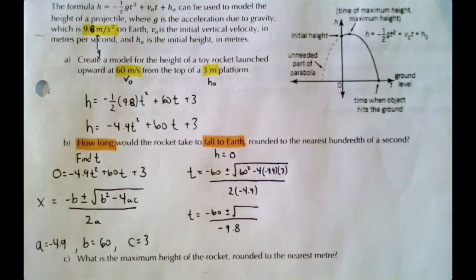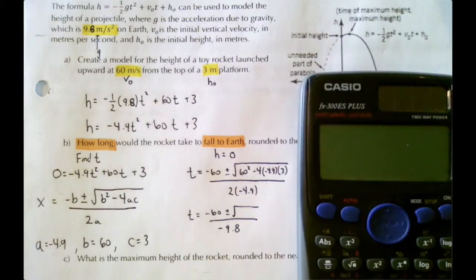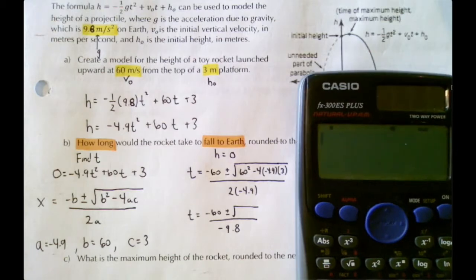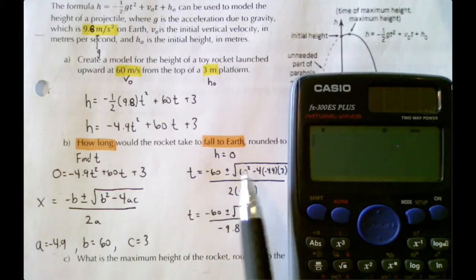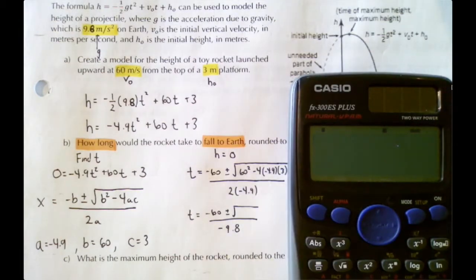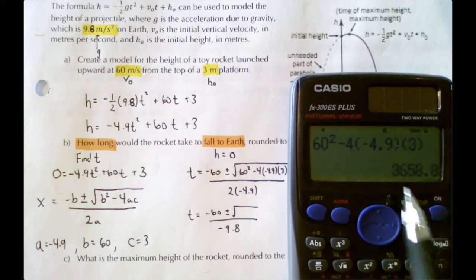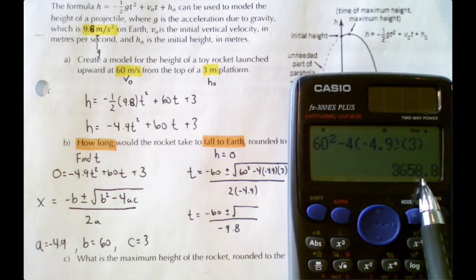Square root of something. Well, let's find out what it is. So this is going to tell us how many answers we're going to get. So 60 squared minus 4 bracket negative 4.9. Two negatives, we're going to get a positive, times 3. We get 3,658.8.